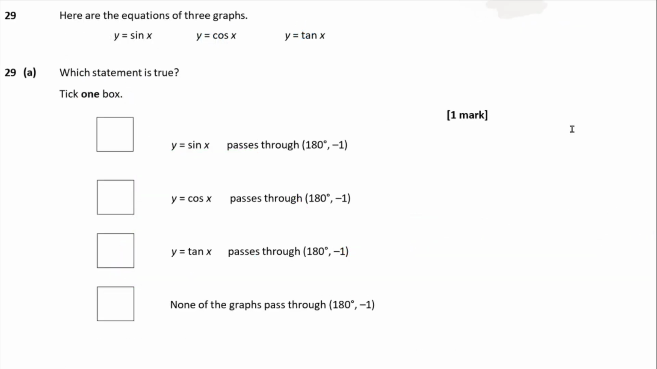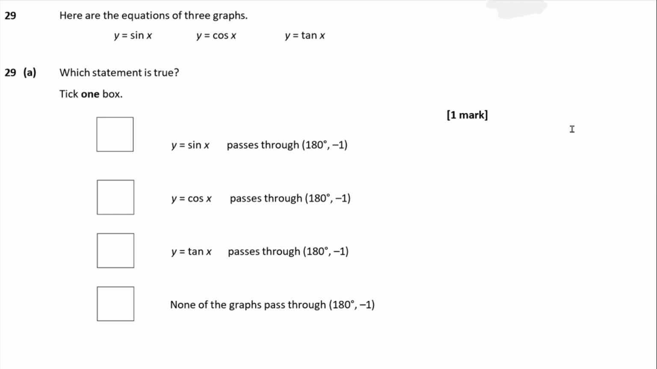Question 29. Here are the equations of three graphs: y equals sin x, y equals cos x, y equals tan x. Which statement is true? y equals sin x passes through (180, -1), y equals cos x passes through (180, -1), y equals tan x passes through (180, -1). Well, it'd be helpful if I knew what these three graphs look like.